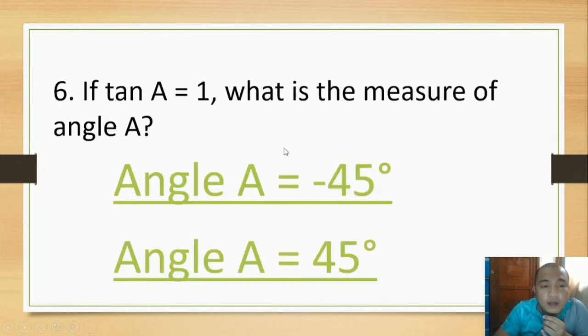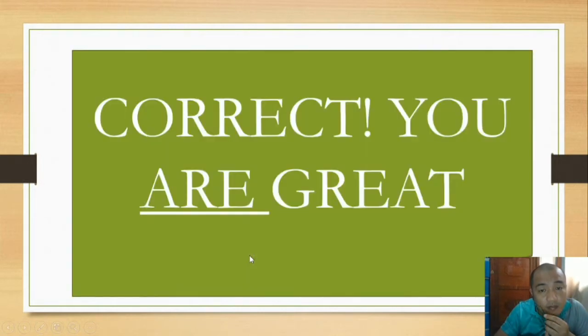Next item, tangent A is equal to 1. What is the measure of angle A? You can use your scientific calculator for this. How do you solve for the measure of angle A? Of course, we're just going to press on the scientific calculator shift tan 1. The answer should be 45 degrees. Just press shift tangent 1 on your scientific calculator, and that is the measure of angle A, which is 45 degrees.